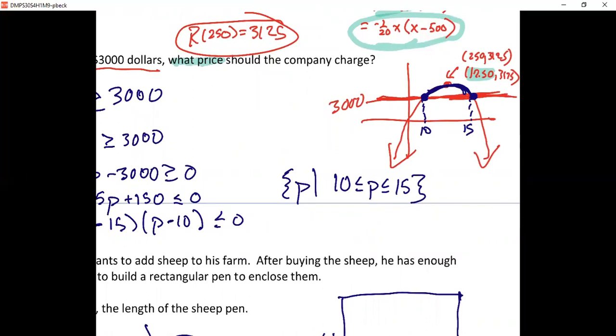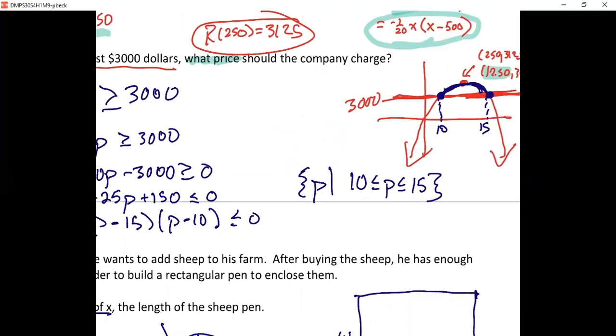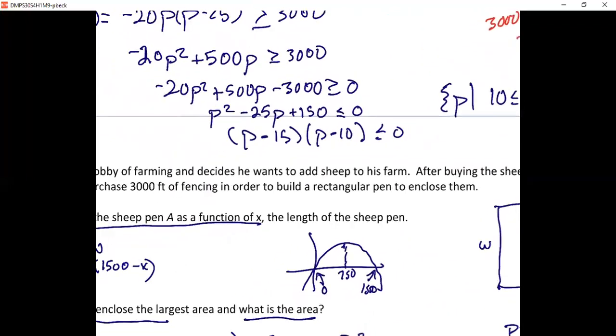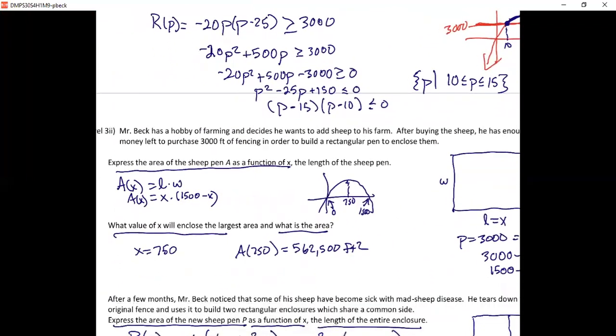One of the things that I'm going to do at the very end of today's lesson is go back into how these inequalities work. So I'll talk more about that and show a more specific approach to it other than just looking at the graph. Next problem. I have a hobby of farming and decide I want to add sheep to my farm.